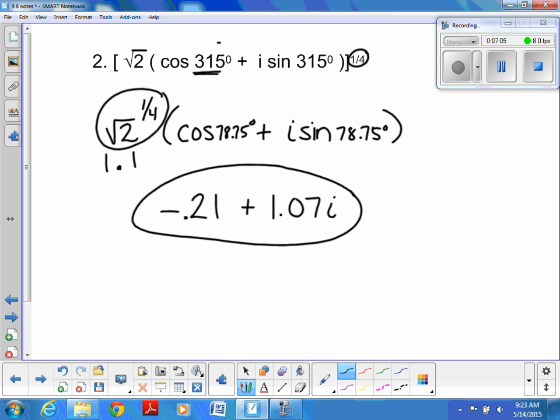Yep. How is it negative 0.1? It doesn't turn out to be that? Yeah. You're right. It's positive. Because this is in the first quadrant. So it's positive. Thank you, Mariah.